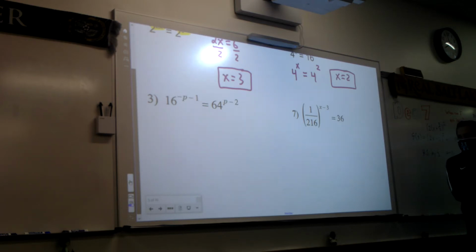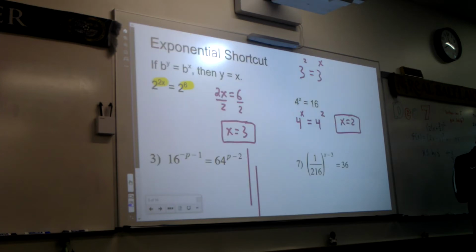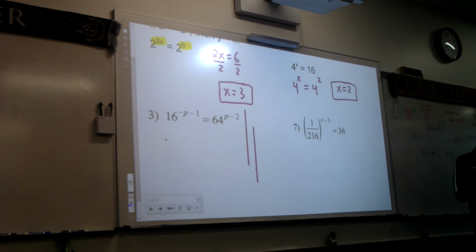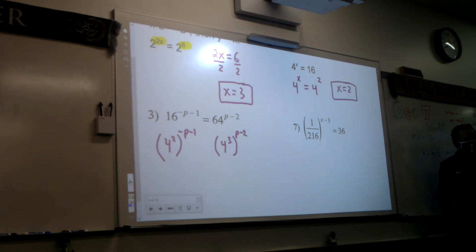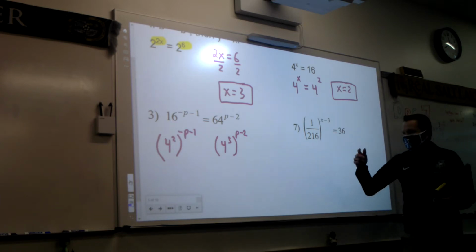Okay, cool. So what I'm going to do is I'm going to replace 16 with 4 squared. I'm going to do that in parentheses here because it's still being raised to the negative p minus 1, okay? But then I'm going to replace the 64 with 4 cubed. And that's going to be raised to the p minus 2. So now, do we have a common base? Yes, it would be this 4. Okay?